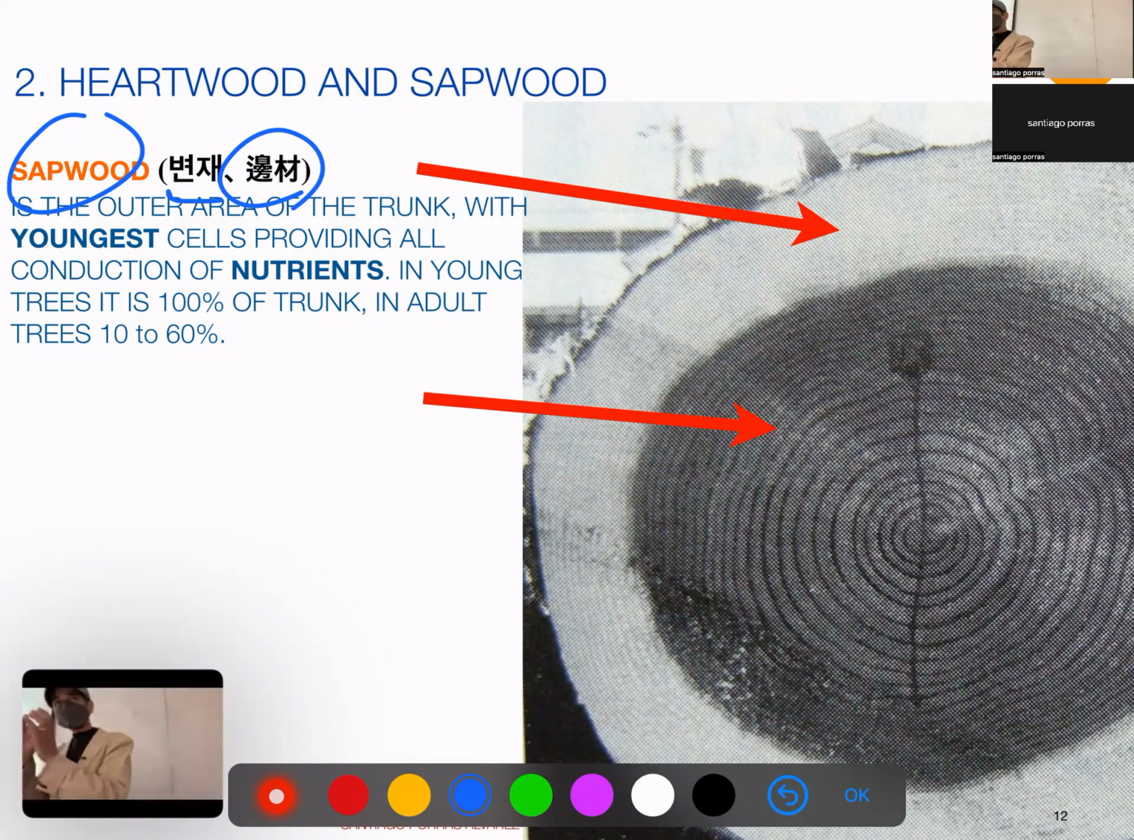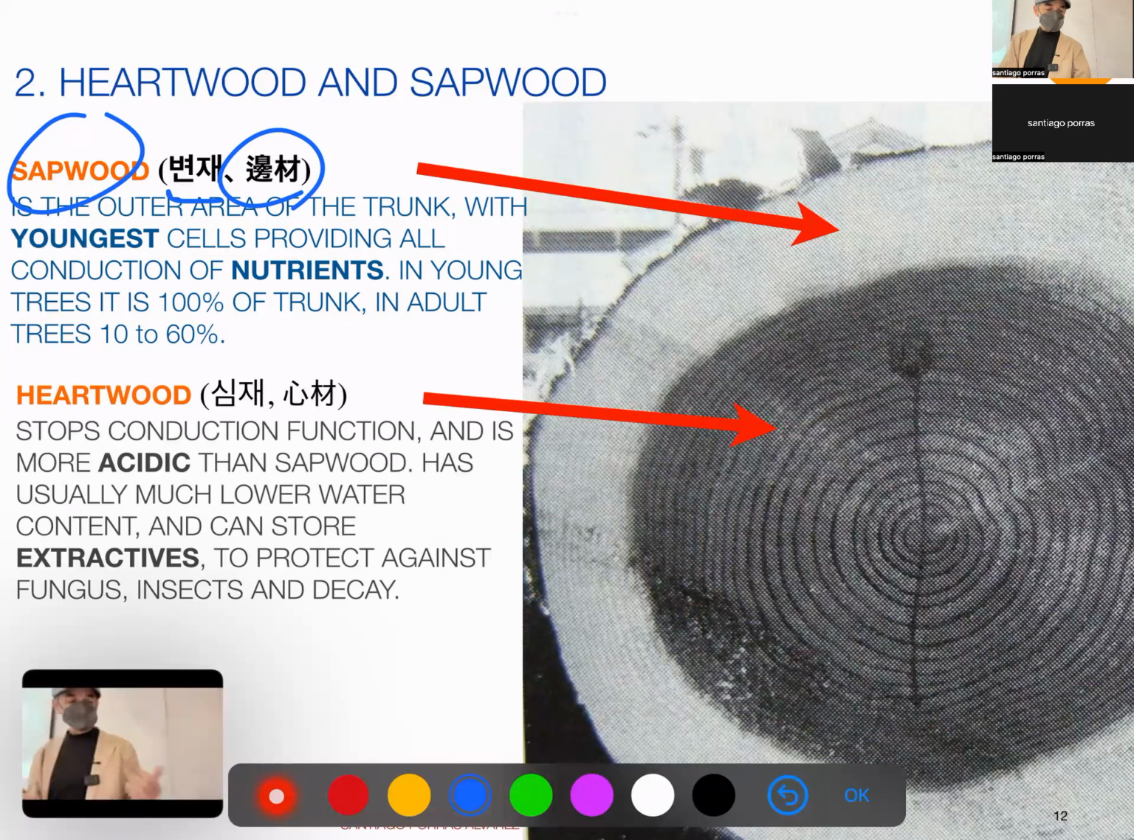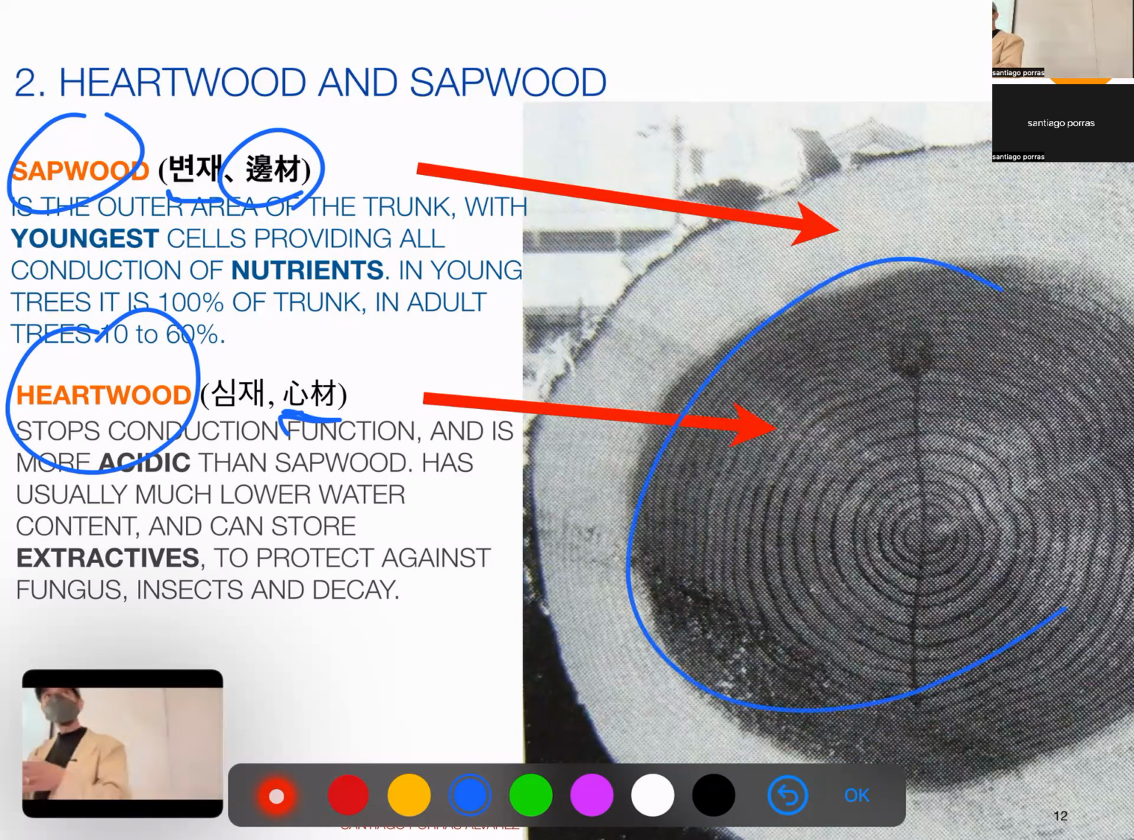So this is the alive part of the tree. And it has, in all trees, you may count the rings, between 8 to 10 years, right? This is softer, it is not structural. And this is what we call the sapwood or Pyeongjae. And the heartwood, in this case literal, Shimjae, is the part of the tree which is no longer alive. It is richer in lignin, it's more massive, and this is the one which is more structurally available. So those areas are important to know.